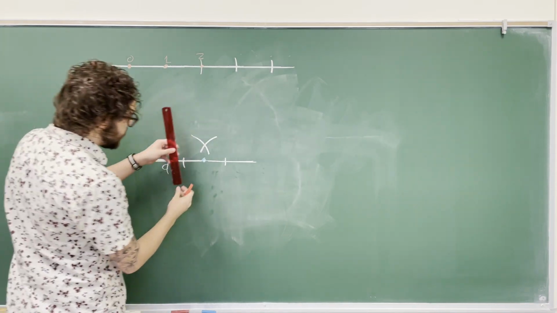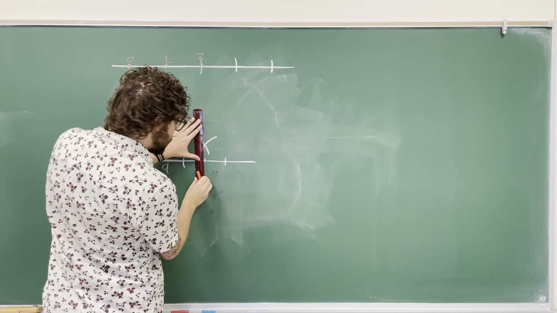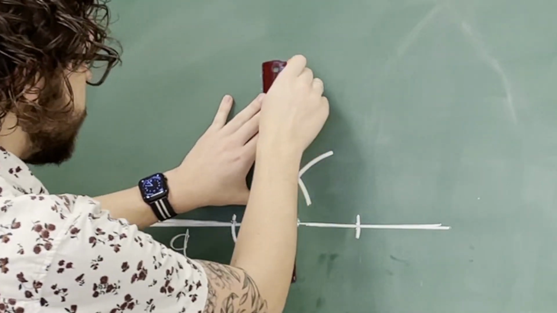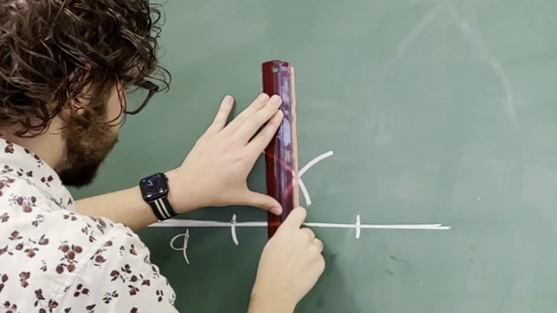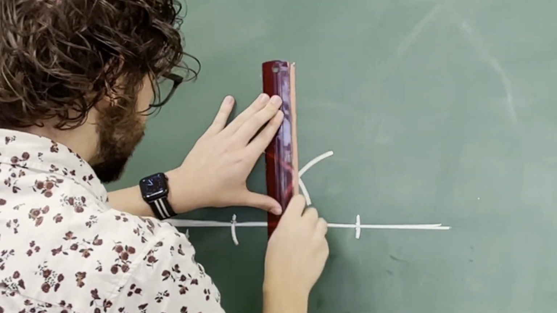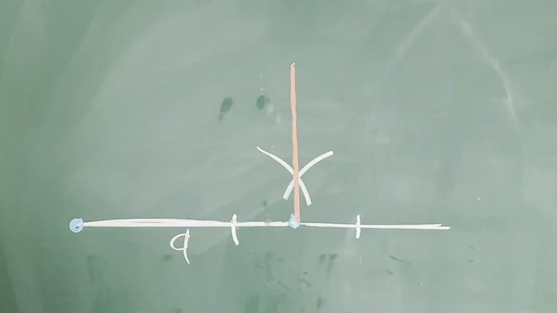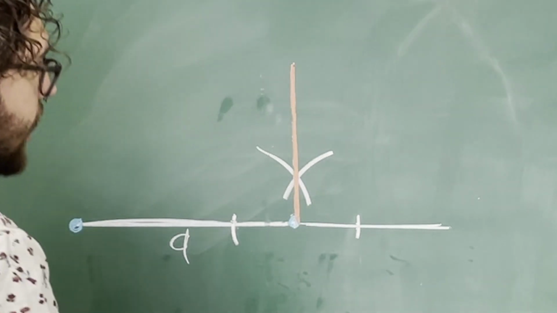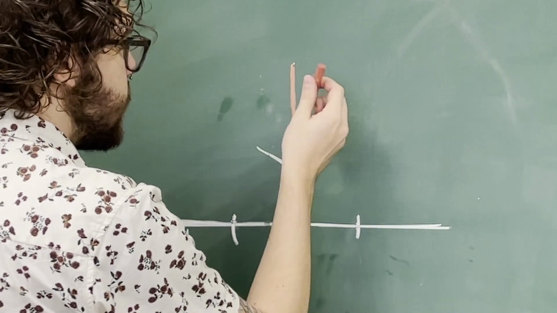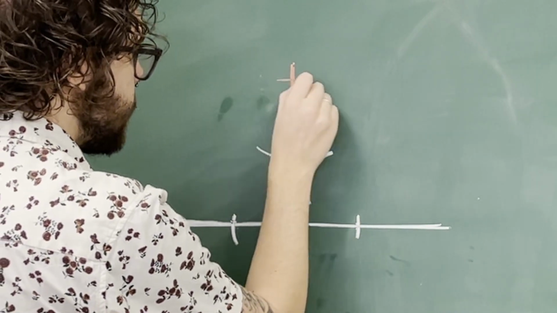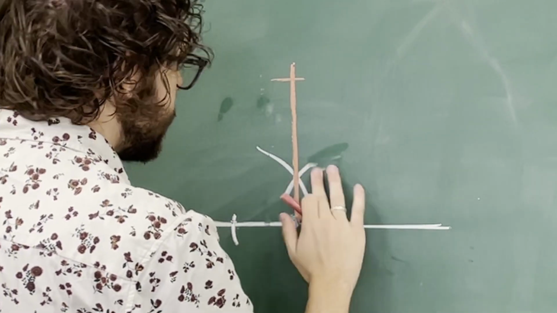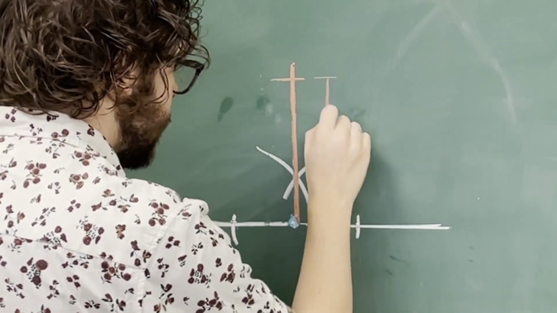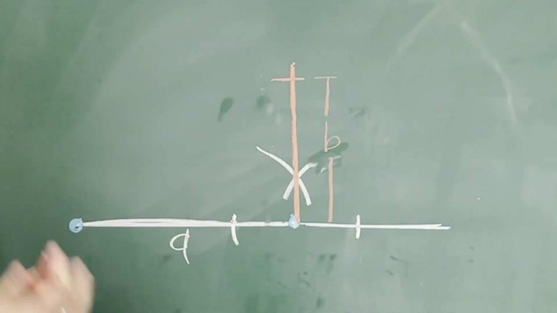So now that I have this, I can draw a line segment right here, just like that, and then copy whatever our length B is that we need. Say B ends up being this long. So we have this length here is B.